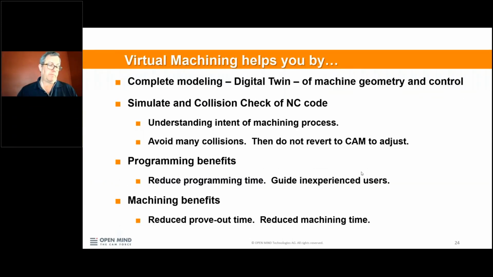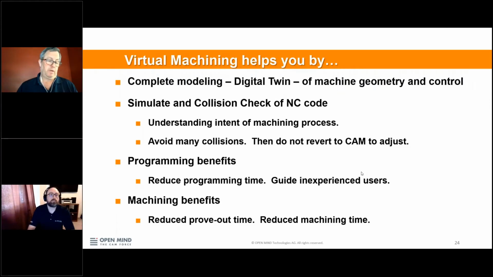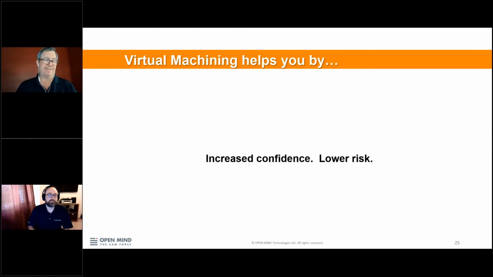So hyperMILL virtual machining helps you. It's a post-simulator detailed collision check and optimizer, with full modeling of the machine environment and improved solutions without reverting back to CAM. Virtual machining saves you by reduced programming time, reduced prove-outs, and reduced machining time. In summary, you have increased confidence and lower risk.